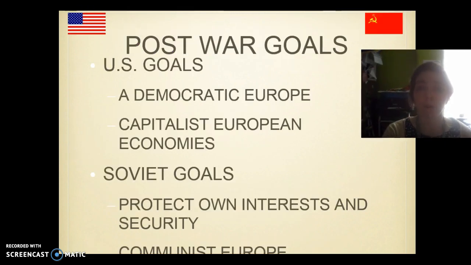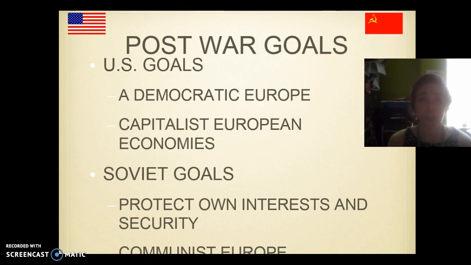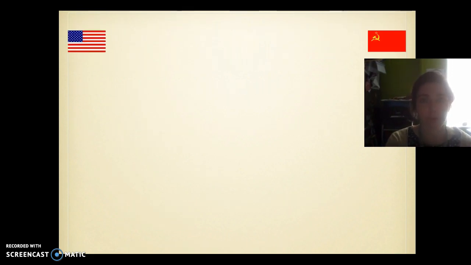All right. Post-war goals. This is where you can fill out on your Learning Target sheet those goals. The U.S. goals are a democratic Europe and a capitalist European economy. The Soviet goals are they want to protect their own interests and security, and they want a communist Europe. So you can see the difference here. We have communism versus capitalism, and one believes they're right, the other believes they're right, so they want to influence those parts of Europe that Germany has left.